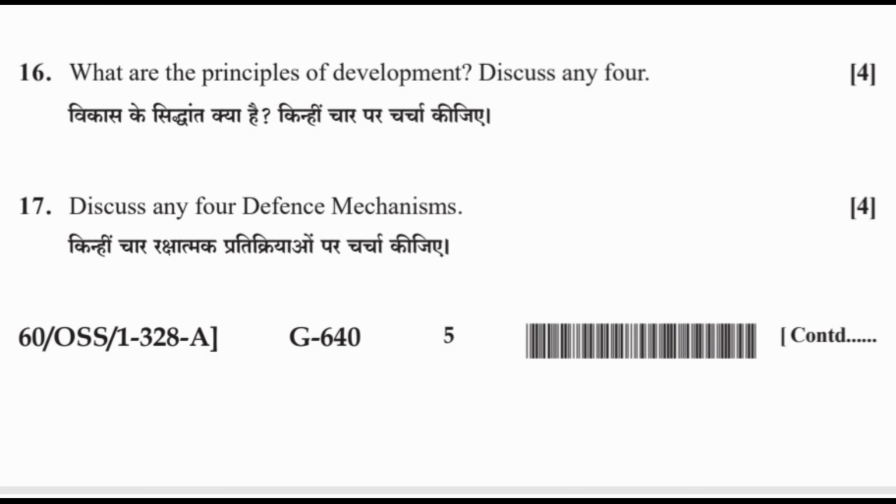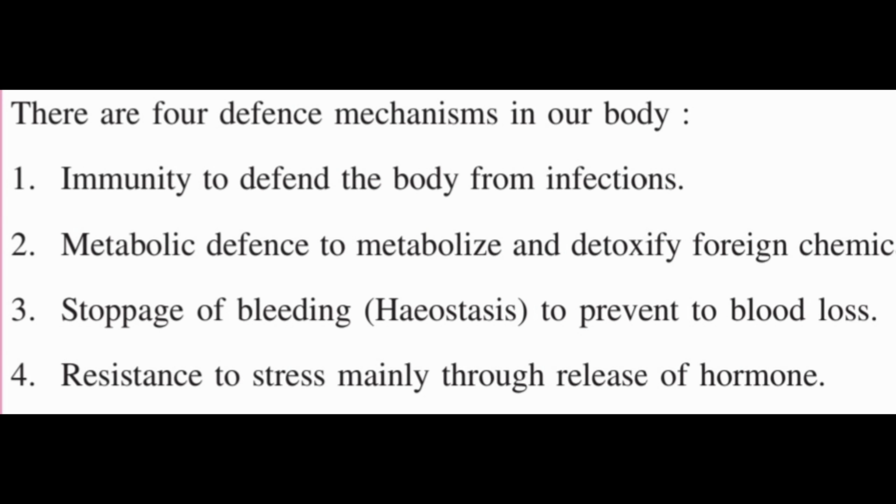17. Discuss any four defense mechanisms. There are four defense mechanisms in our body. 1. Immunity to defend the body from infections. 2. Metabolic defense to metabolize and detoxify foreign chemicals. 3. Stoppage of bleeding to prevent blood loss. 4. Resistance to stress mainly through release of hormones.